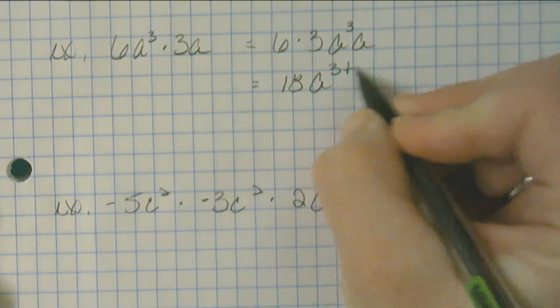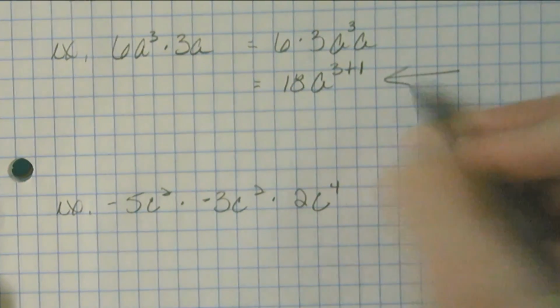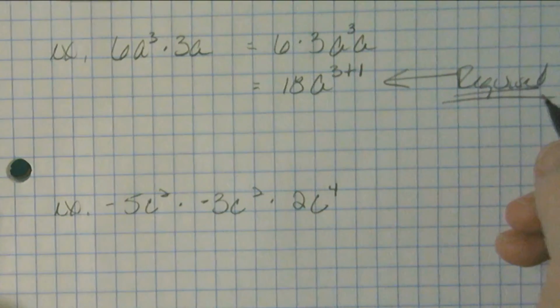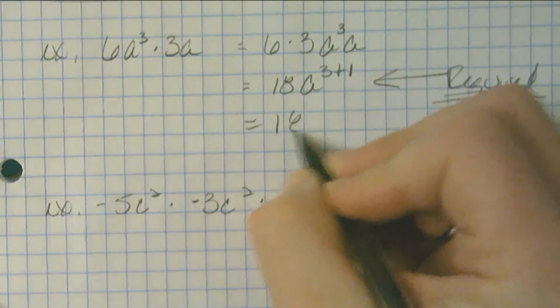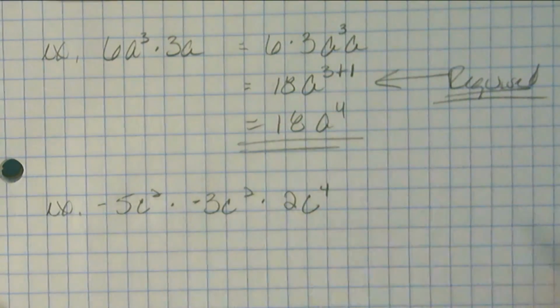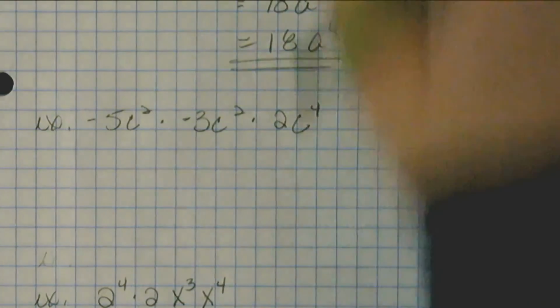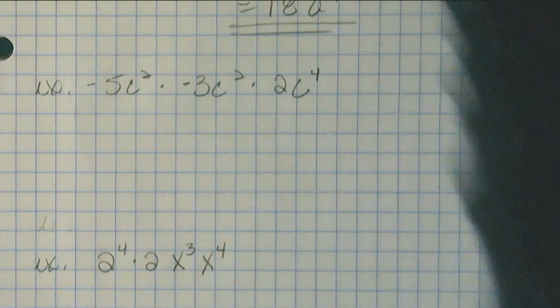So a to the 3 plus 1. You guys, that is required. That step is required. Do not skip that step. And I do agree with you, it's 18 times a to the fourth. But you have to show the step of using the power rule, please. Excellent. How about the second one? Who would like to do that for us? All right, Mateo, you're up.